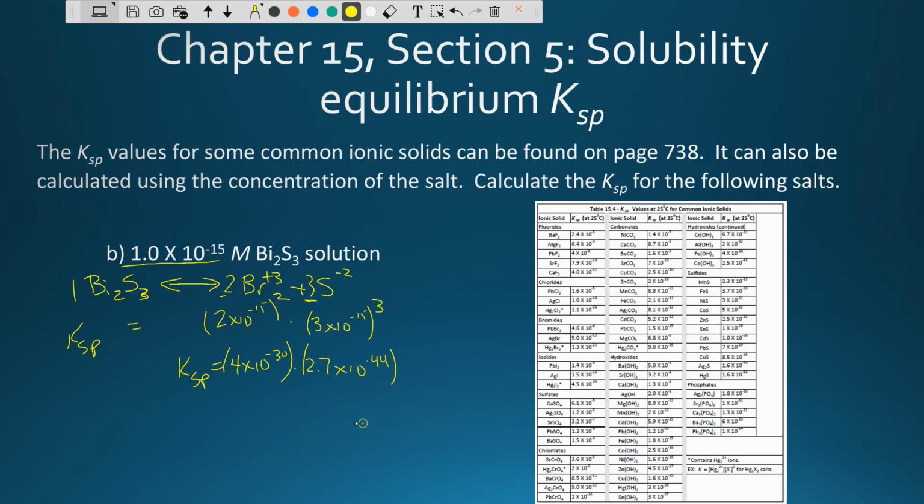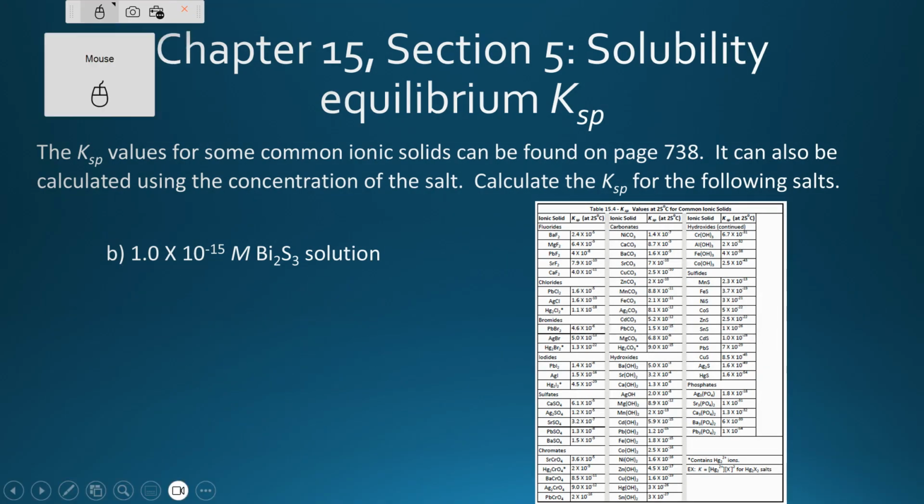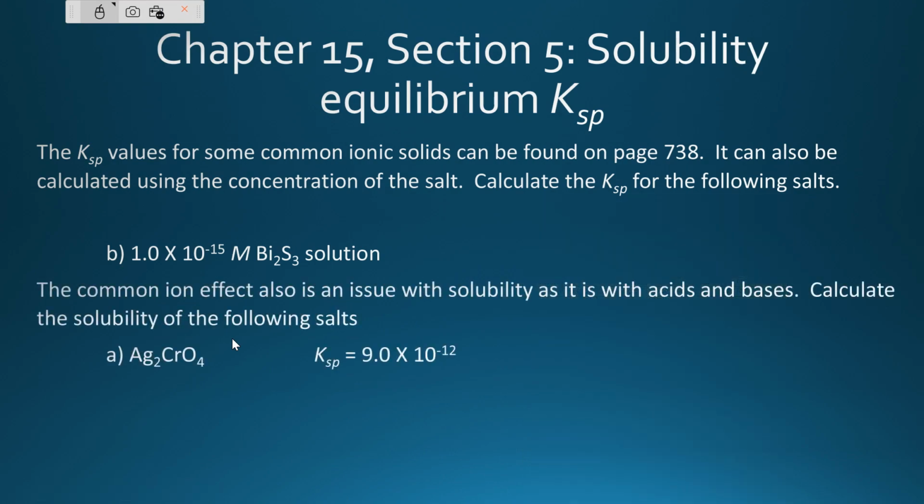Okay, and so what I'll get is a Ksp value. Ksp is going to be 1.08 times 10 to the negative 73. Okay, that is my solubility constant for it. That's just the value that we have for this. All right, so now you see how the effect of those coefficients plays in. And you'll be using your table in there, otherwise I'm given that.